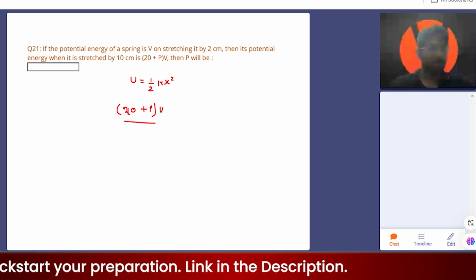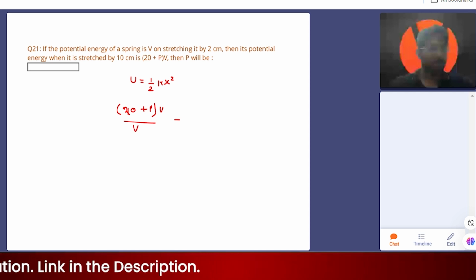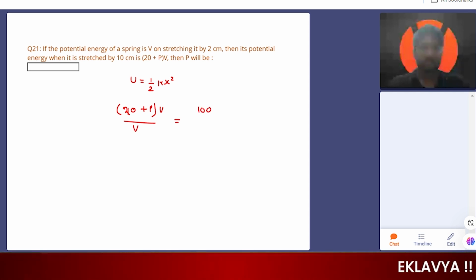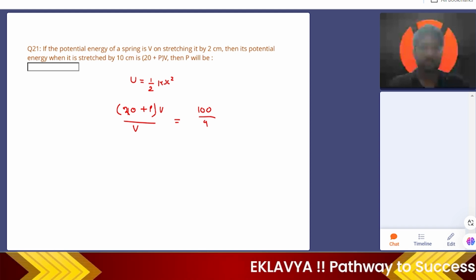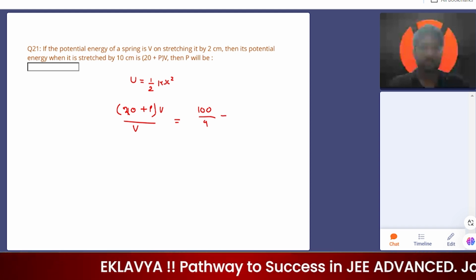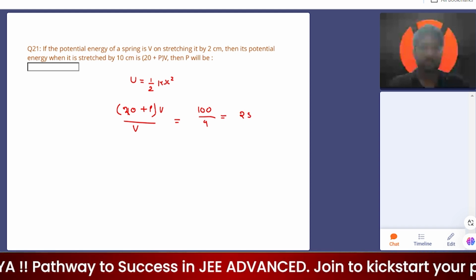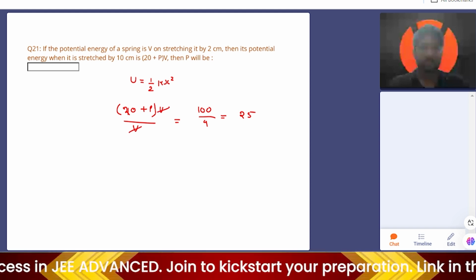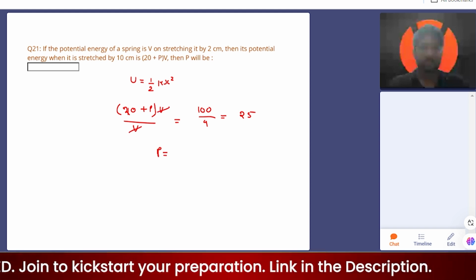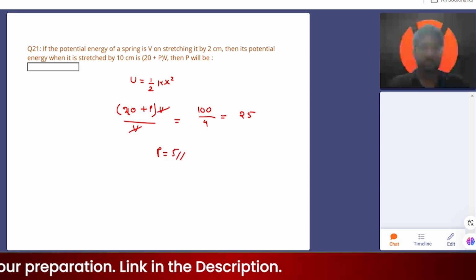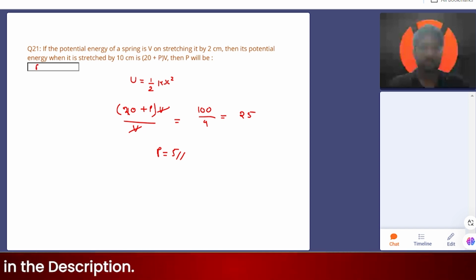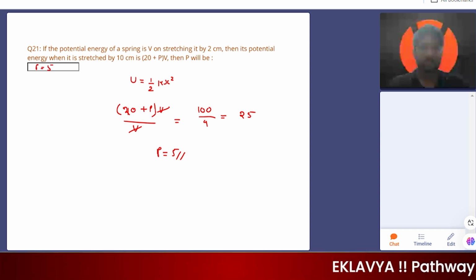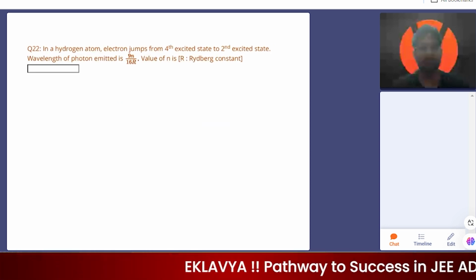(20 plus P) into V divided by original will be V. This is equal to new extension is 100 because x square, original extension is 4 because that is 2 square. So this will give us 25. These both will cancel out each other. So P shall become 25 minus 20, that will be 5. So here P value shall be 5. Okay. Next question. Question number 22.